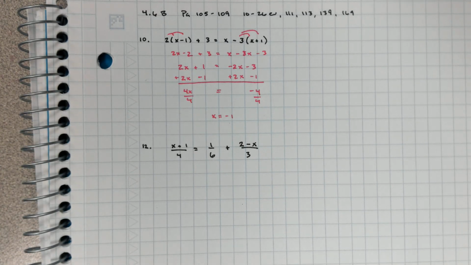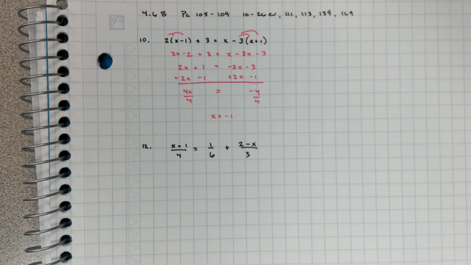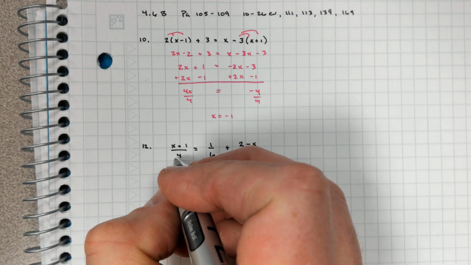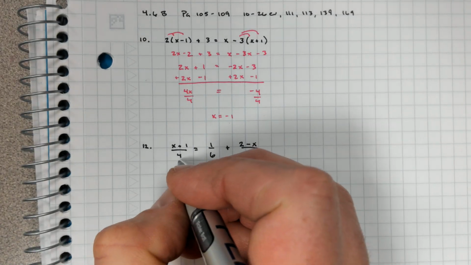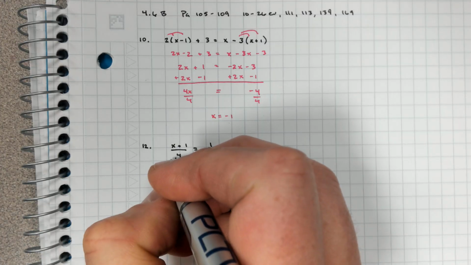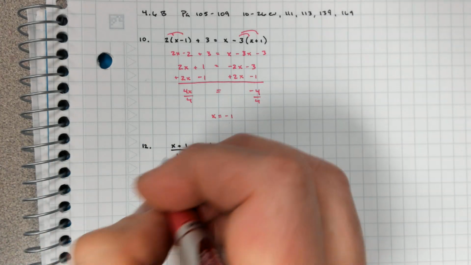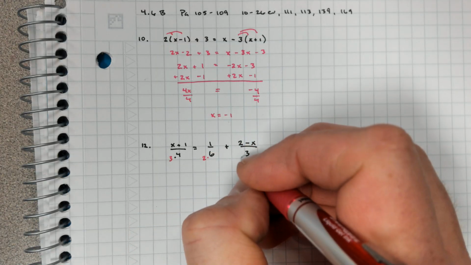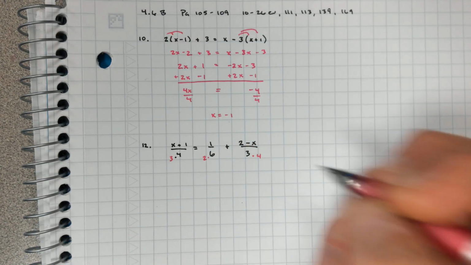Alright, on number 12, what I'm going to do here is look for a common factor so I can create a common denominator, or a common multiple, I mean. And so that common multiple is 12. So I'm going to multiply each denominator by whatever will make it 12. So I'm going to multiply by 3. 3 times 4 is 12. 2 times 6 is 12. And 3 times 4 is 12.